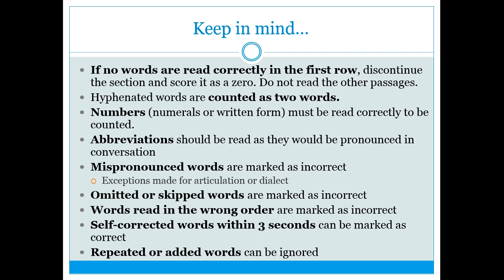For example, if a student comes upon MR period, they should read that as Mr. If they come upon the word TV, they can read it either as TV or as television to be marked correct. Mispronounced words are marked as incorrect. However, there are exceptions to be made for articulation or dialect differences. Omitted or skipped words are marked as incorrect. Words read in the wrong order are marked as incorrect. Words that are self-corrected by the student within that 3-second period can be marked as correct. And lastly, repeated or added words by the student can just be ignored.